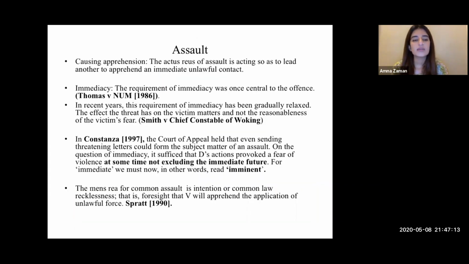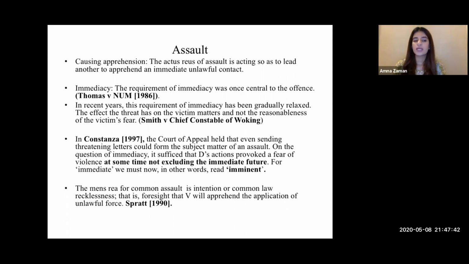Let's have a detailed discussion on what amounts to assault. What is the actus reus of assault? Like I just discussed, the actus reus involves acting in a manner that causes the victim to apprehend immediate unlawful contact or force. Immediacy is a very important element. In the beginning, immediacy was central to the offense.